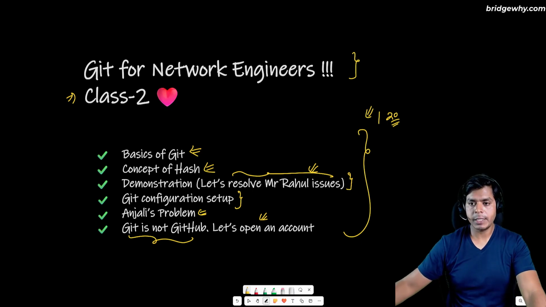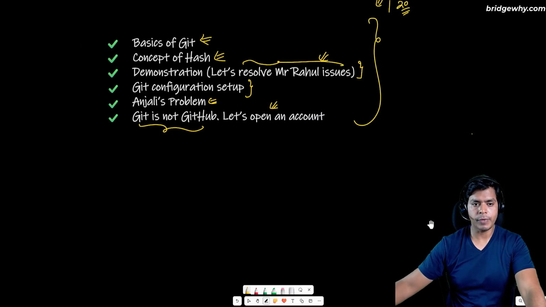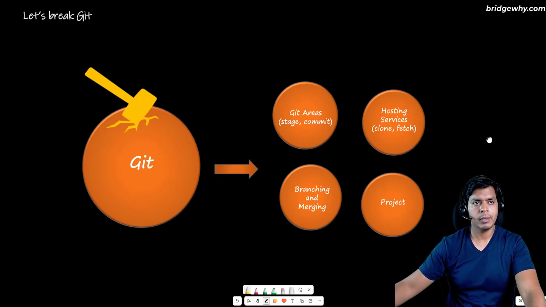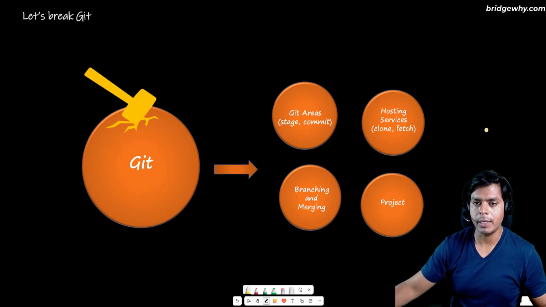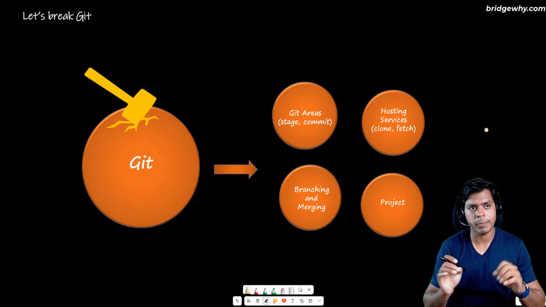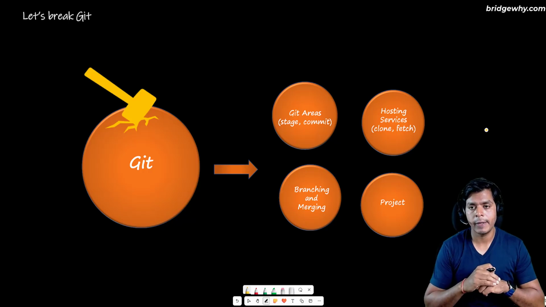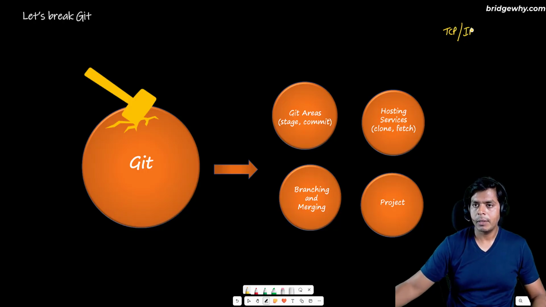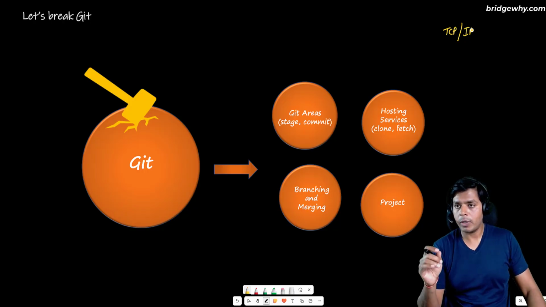So let's move to the first board, where we will be talking about breaking Git. What is the meaning? If you break a bigger problem into multiple pieces and learn those pieces, it is always easy. Try to understand. We did this in the case of TCP/IP. You all know that it is a layered approach.